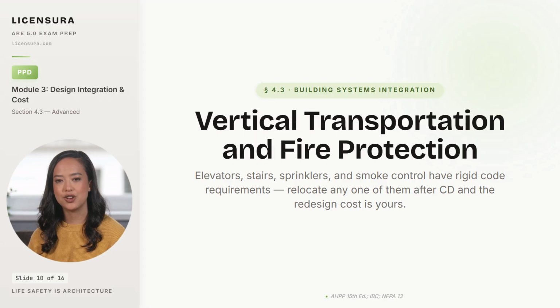Every architect who has tried to move an elevator after construction documents knows what happens. The shaft does not move by itself. The structural frame around it has to redesign. The MEP risers serving it have to redesign. The rated wall assemblies tying into it have to redesign, and every floor plan that referenced its location has to redesign. The same thing happens when you try to relocate a stair, a sprinkler riser, or a smoke control shaft.